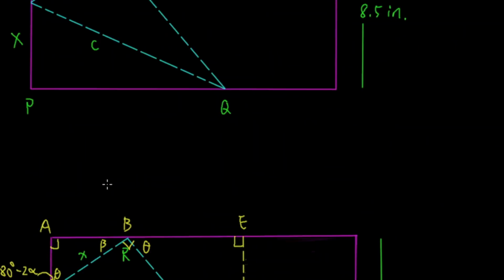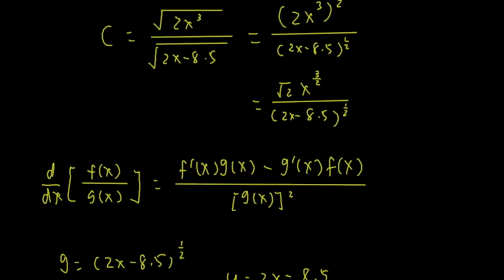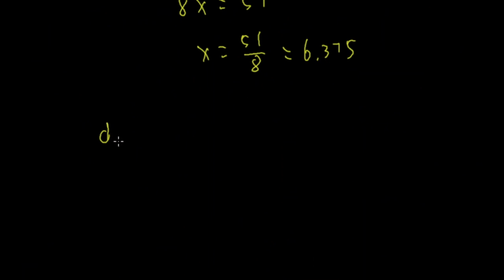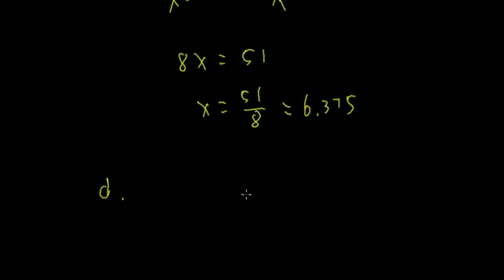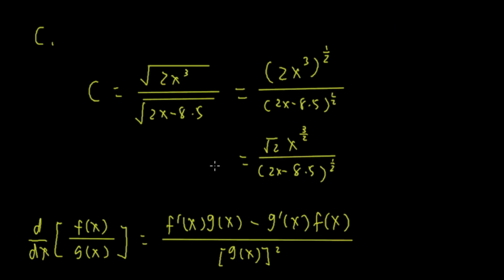Okay, now part D. Determine the minimum value of C. That will be easy. Here, part D. How do we calculate that? Just put this into the x value of the equation, right? Then you get C. So what was the equation? This one here, right? Just put 6.375 into x here, and you'll get the minimum value of C.